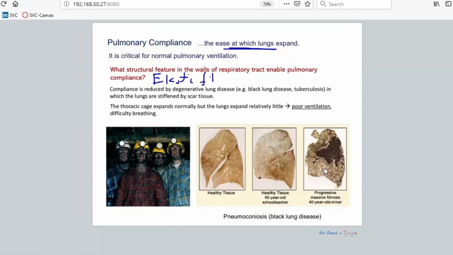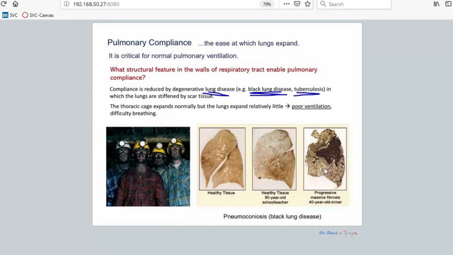Those are those elastic fibers, and these elastic fibers can get damaged. Lung disease, particles that get into the lung, tuberculosis and all that stuff, can stiffen the lungs. It can reduce that elasticity.